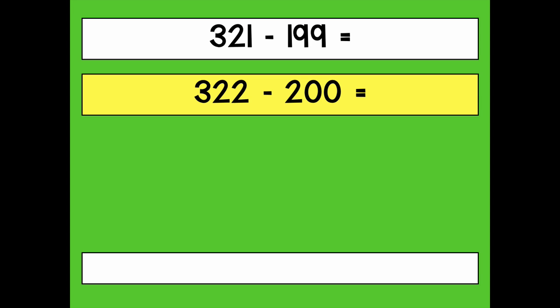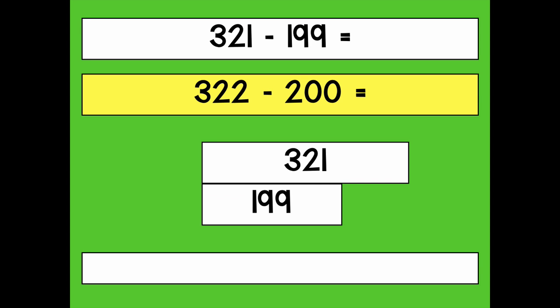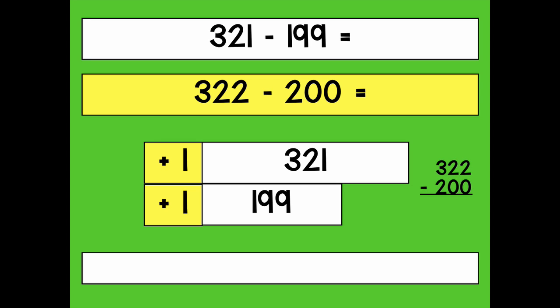All right, friends, so we have 321 minus 199. If I'm at 199, what do I need to add to that to get to 200? Just 1. So because I have to add 1 to 199, I have to add 1 to 321. It's the same adding to both numbers. So my new problem is 322 minus 200. It's a pretty easy one.